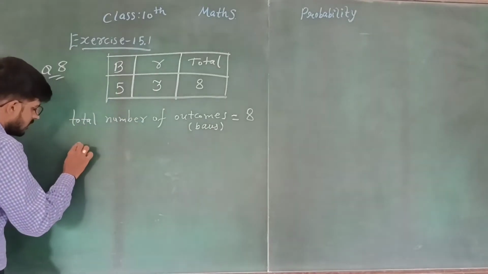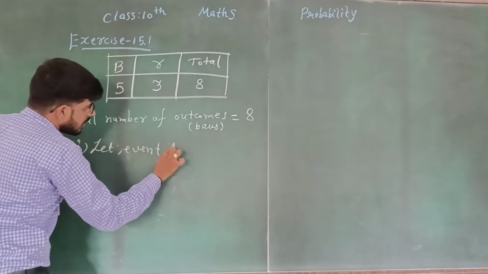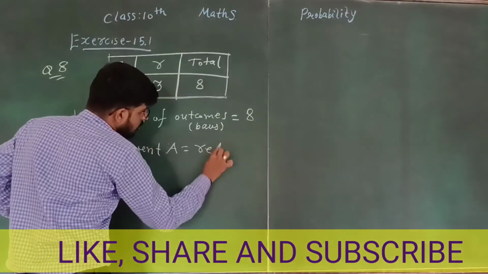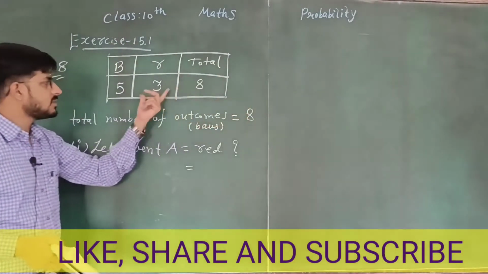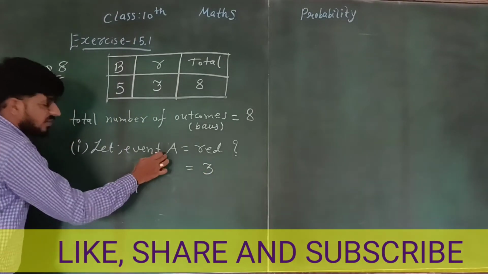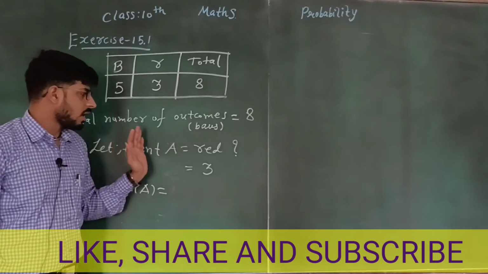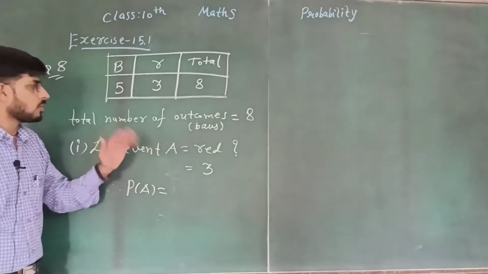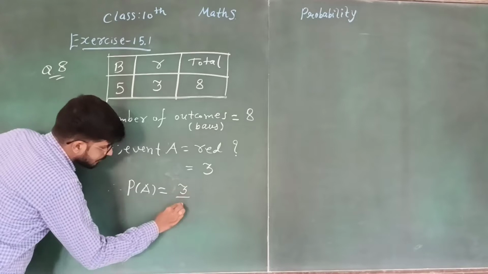Now see, first find out the probability of red ball. Let event A be a red ball. The total number of red balls in the bag is 3. Therefore the probability of event A, P of A, is given by favorable outcomes to event A, it means red ball, which is 3, upon total number of outcomes, 8. So we get 3 by 8.